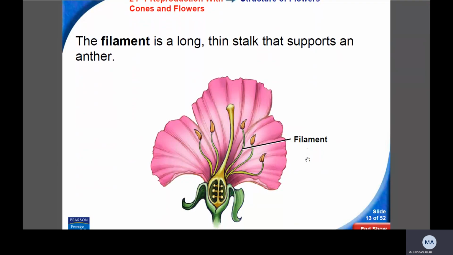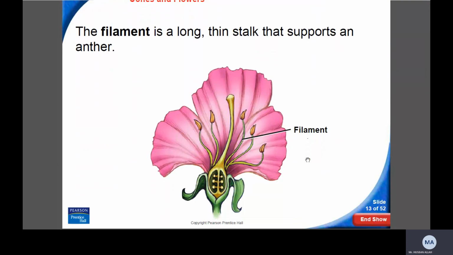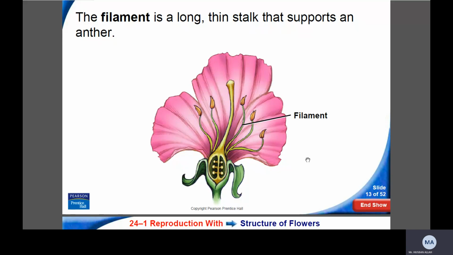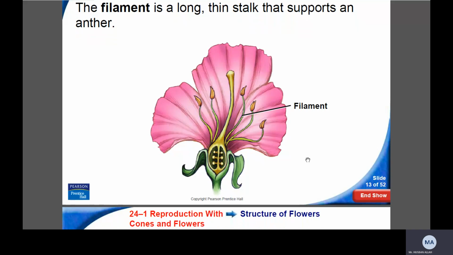The filament is a long, thin stalk that supports an anther. So that is also a part of the stamen. Like a tree, we have a stem, which supports the flowers. The filament is a long thin stalk that supports the anther.